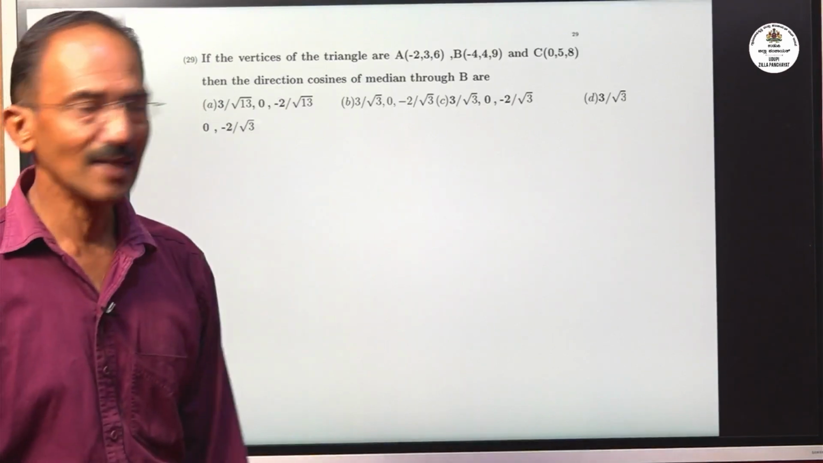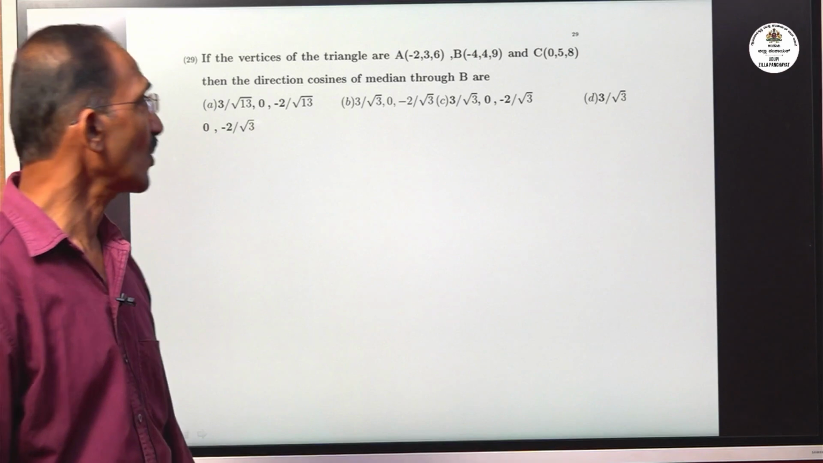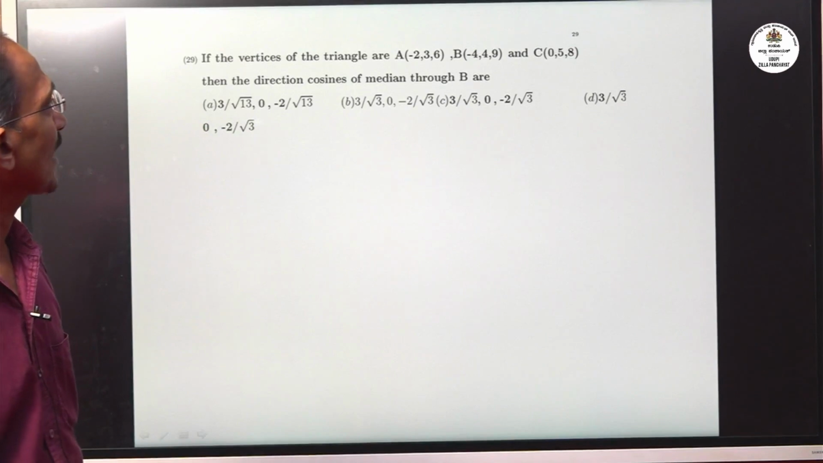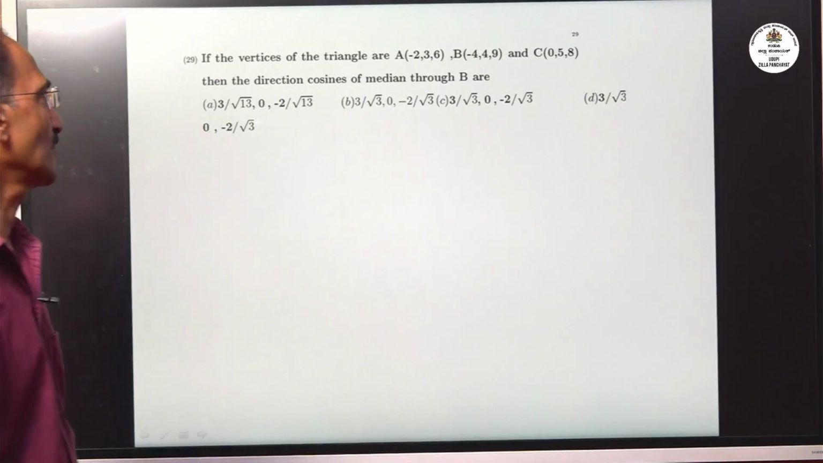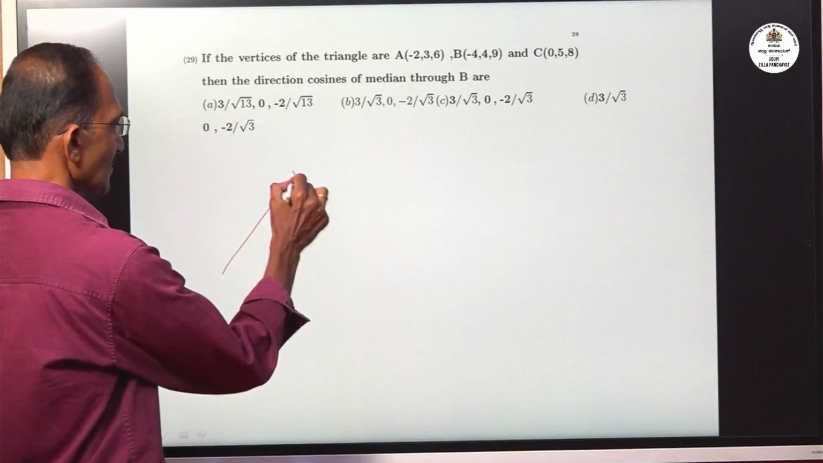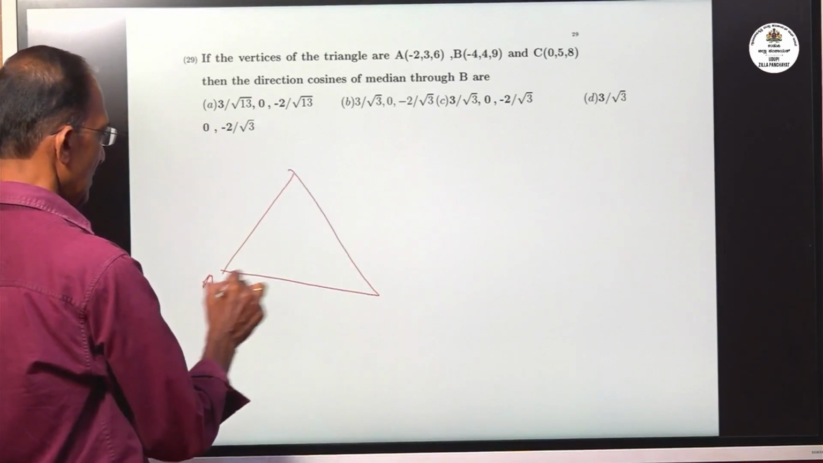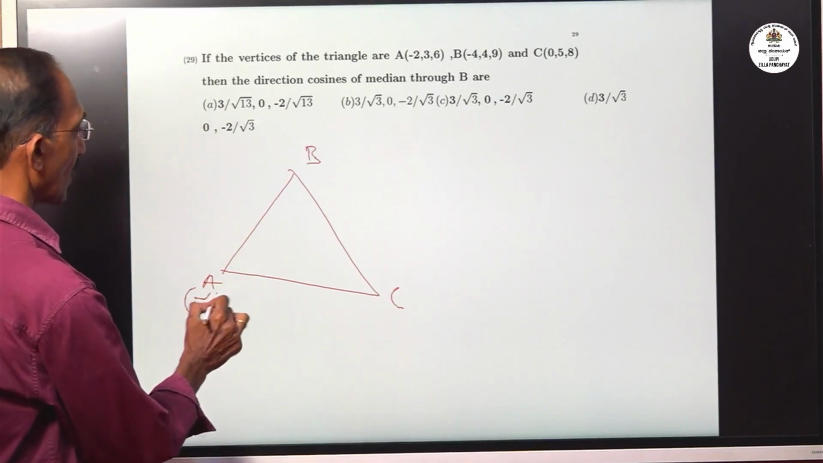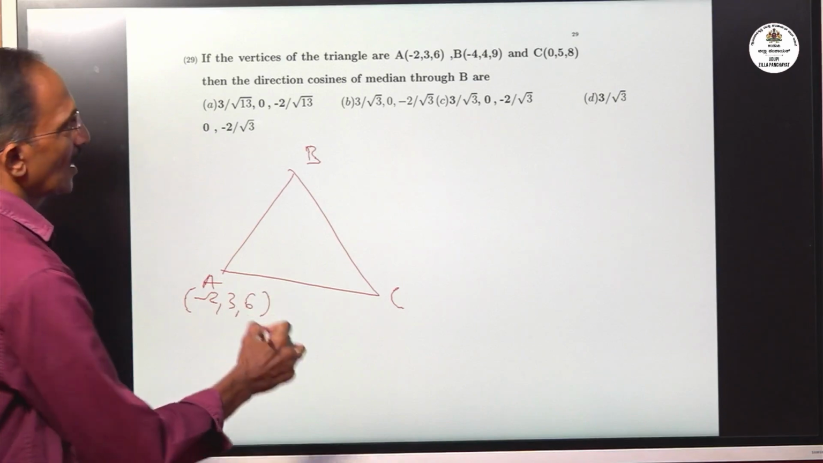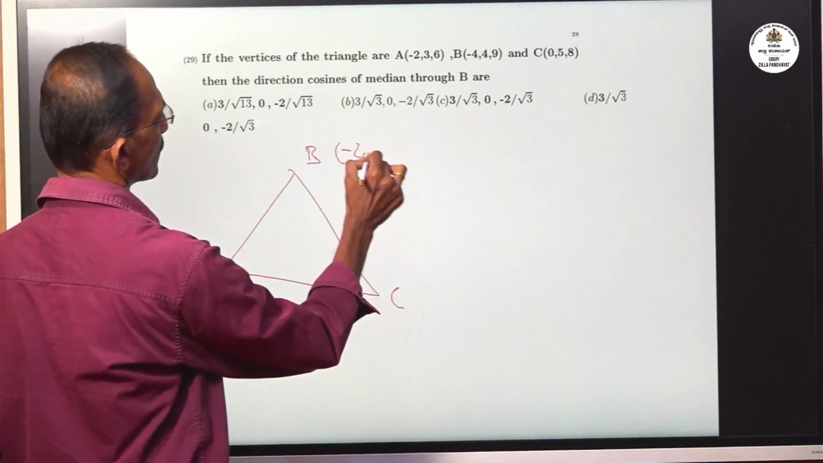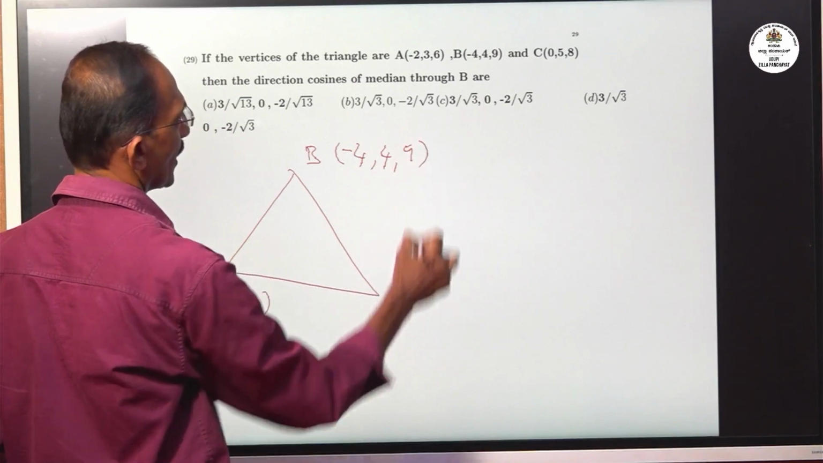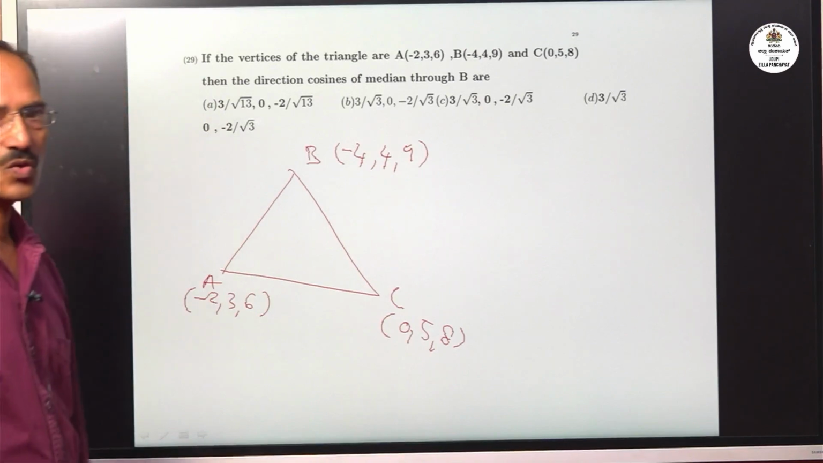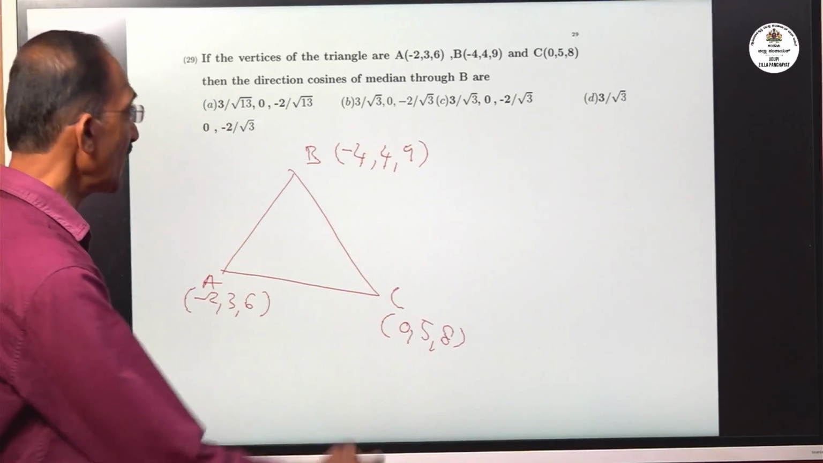So question number 29. If the vertices of the triangle are A (-2, 3, 6), B (-4, 4, 9) and C (0, 5, 8), then find the direction cosines of the median through B. So consider a triangle A, B and C. The values of A are -2, 3 and 6, B is -4, 4, 9 and C is 0, 5, 8. We want the direction cosines of the median through B.